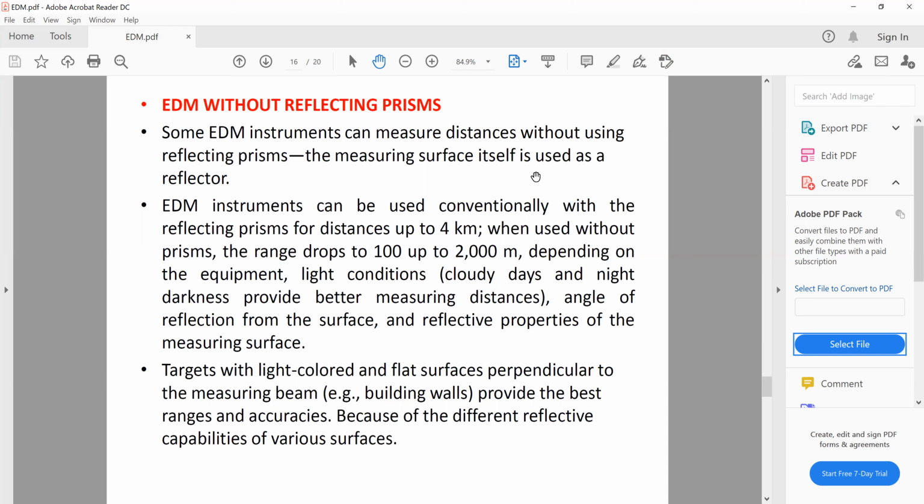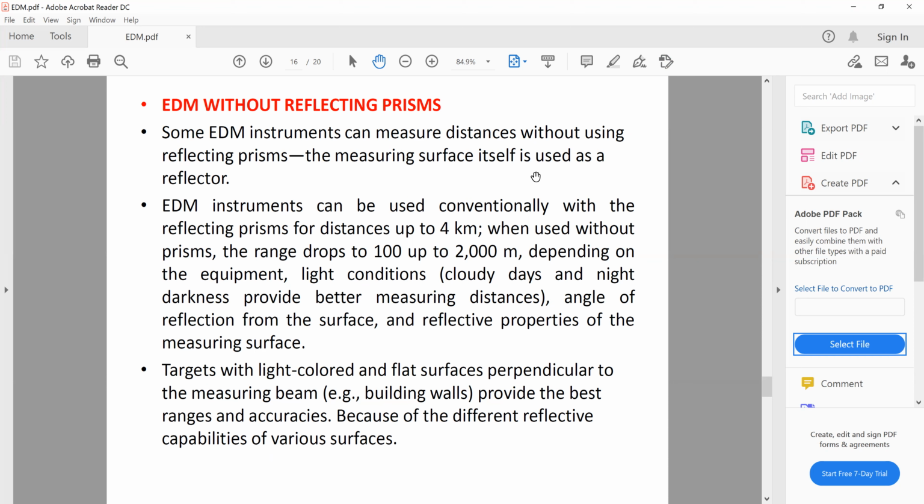Targets with light colored and flat surfaces perpendicular to the measuring beam provide the best ranges and accuracies because of the different reflective capabilities of various surfaces. So if you want to get the best results, the target surface should be light colored. And we all know why, because darker colors absorb energy and lighter colors reflect energy. The objective over here is to get a stronger return signal. So that means you need more energy reflected. That is why light colored surfaces work best.